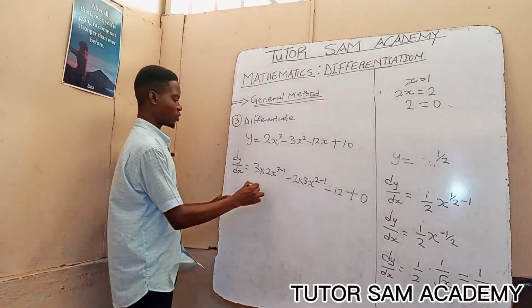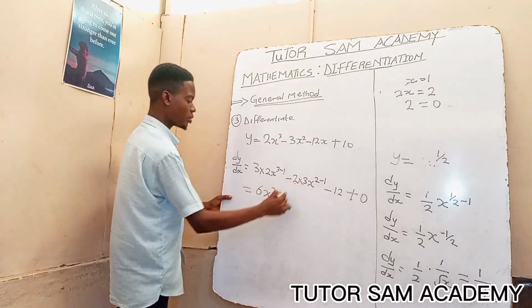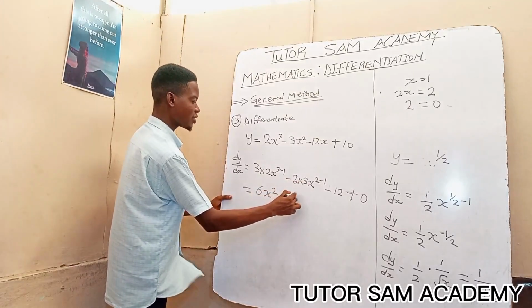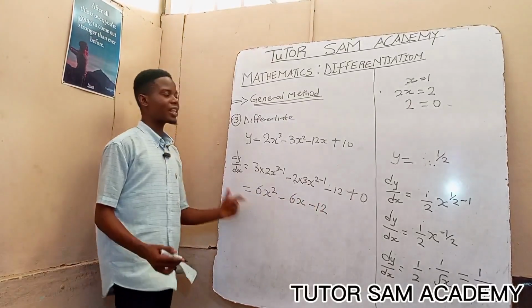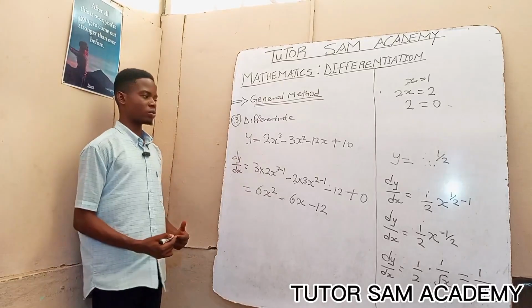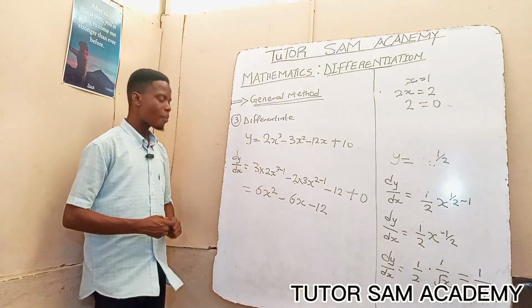So this is what? 3 times 2x is 6x squared minus 6x minus 12. So this is the derivative of this function. This is how we differentiate using the general method.